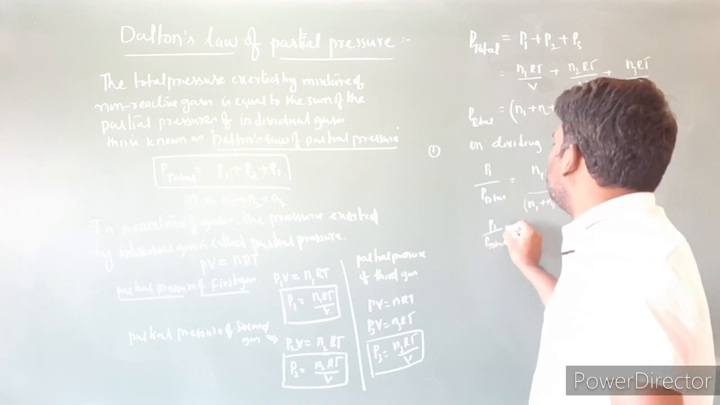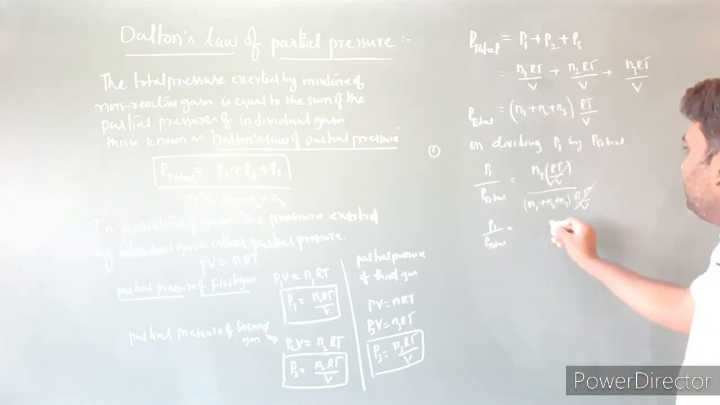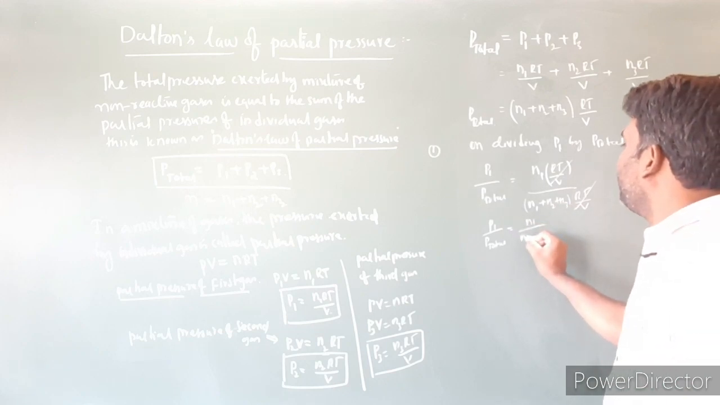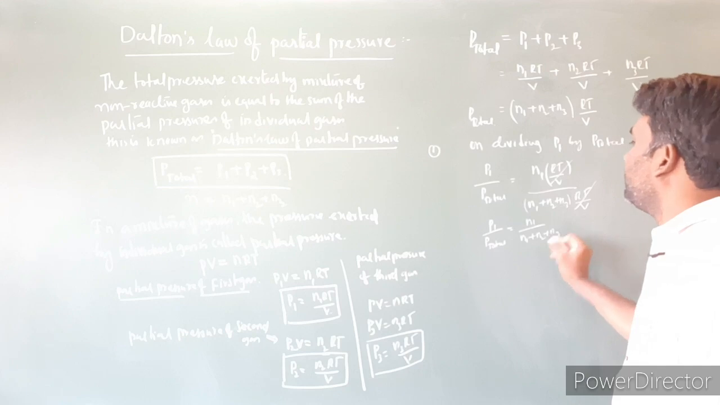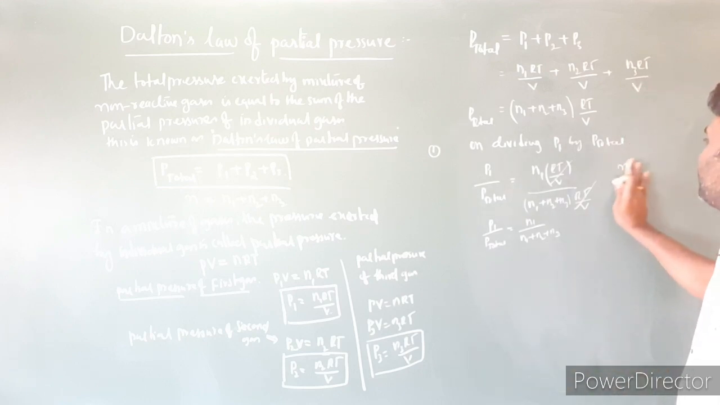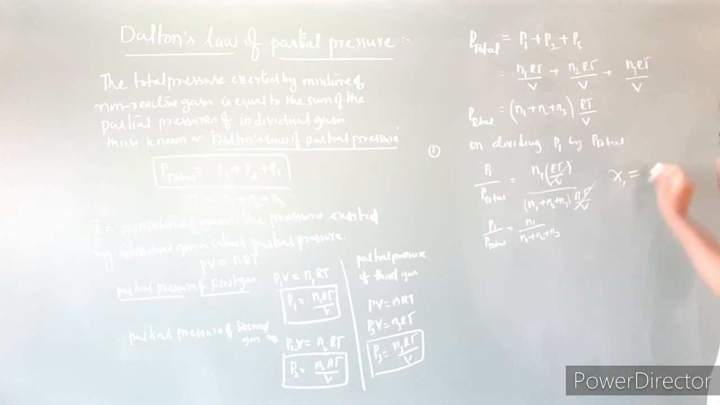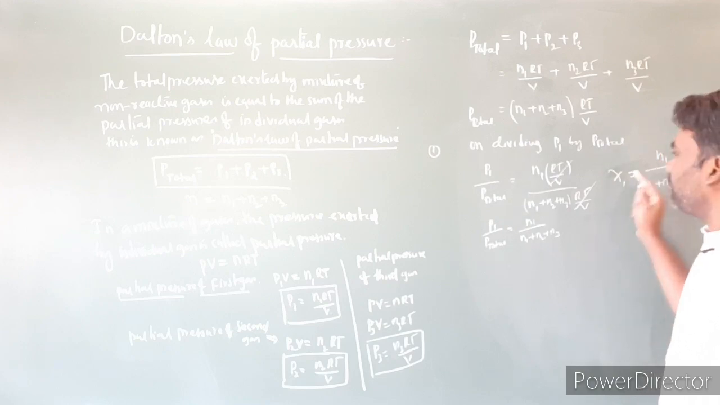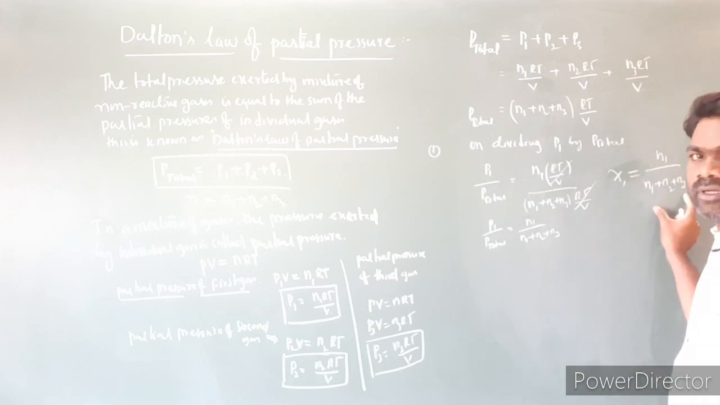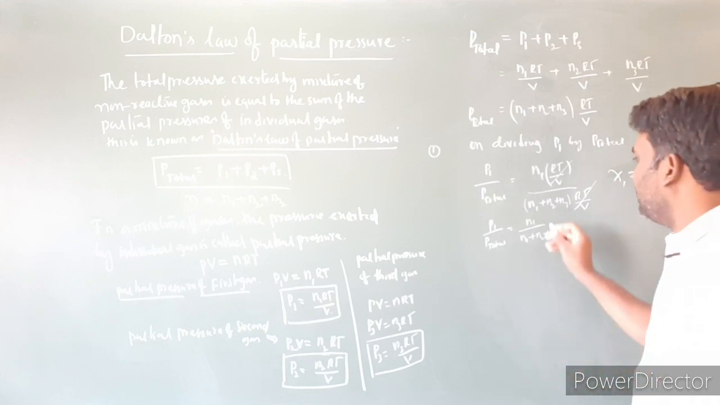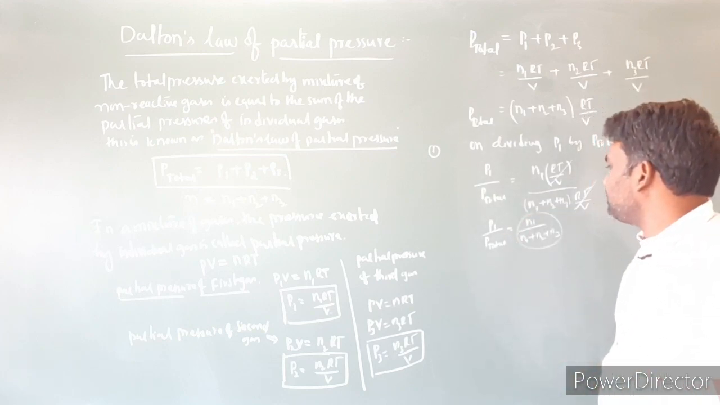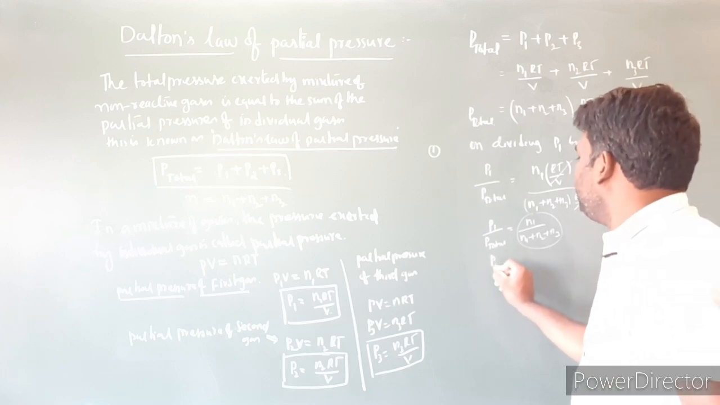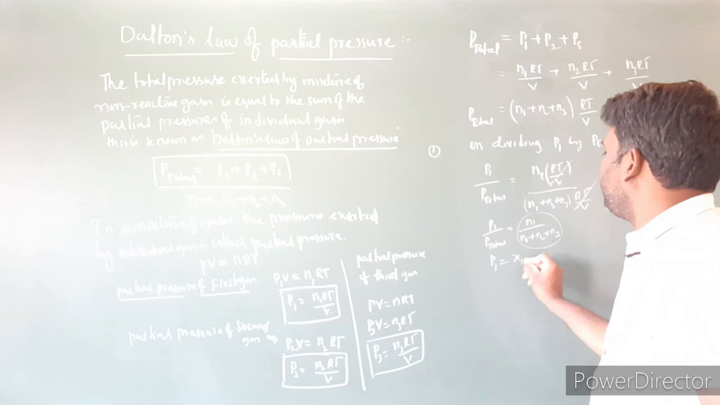Then P1 by P total is equal to N1 by (N1 plus N2 plus N3), isn't it? So this is the number of moles of one gas by the total number of moles of all the gases, which is the mole fraction of the first gas. So we get the mole fraction of the first gas. In place of N1 by (N1 plus N2 plus N3), you can take X1, so P1 is equal to X1 into P total.